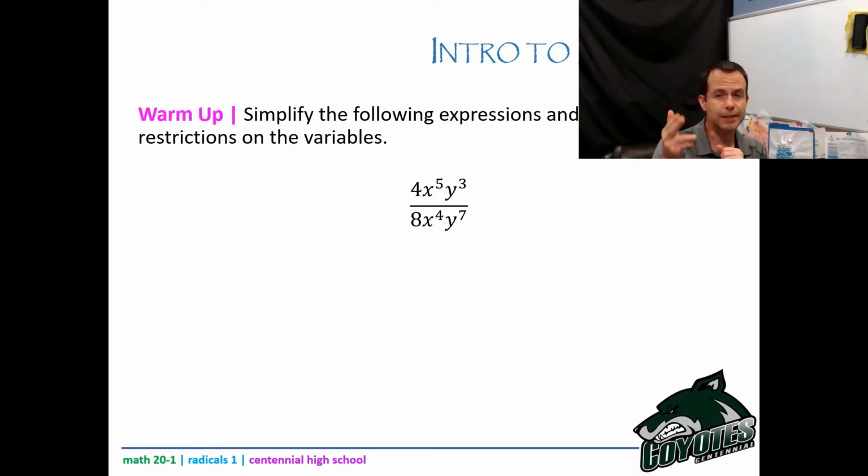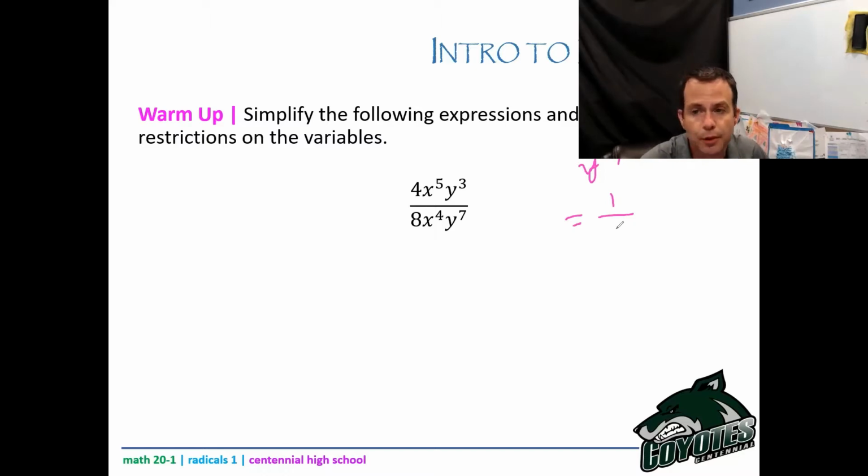Then I've got x to the 5 over x to the 4. When I'm dividing powers of the same base, I would subtract the exponents. So 5 minus 4 is 1. So it's x to the 1, but I don't need to say x to the 1. I'll just say x. And then I've got y to the 3 over y to the 7. Well, 3 minus 7 is negative 4. Then I would want you to think about another law that we had, y to the negative 4 will equal 1 over y to the 4.